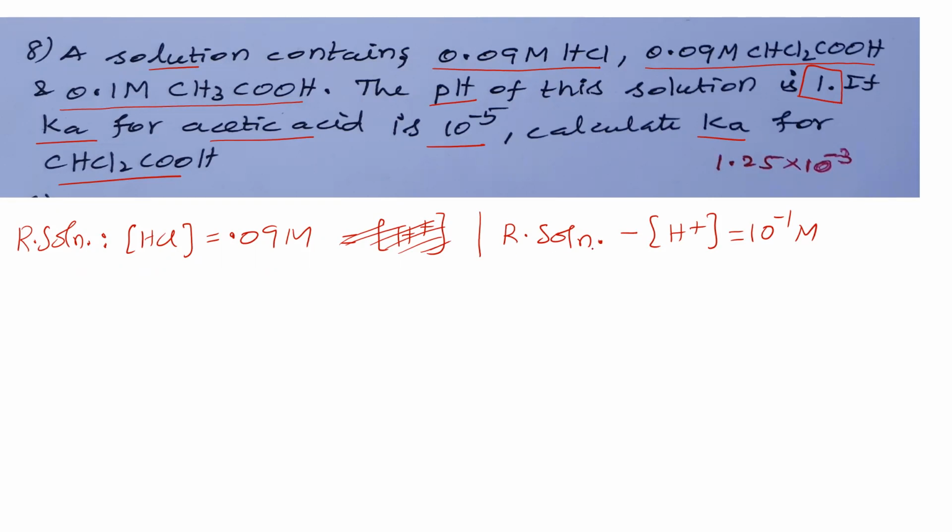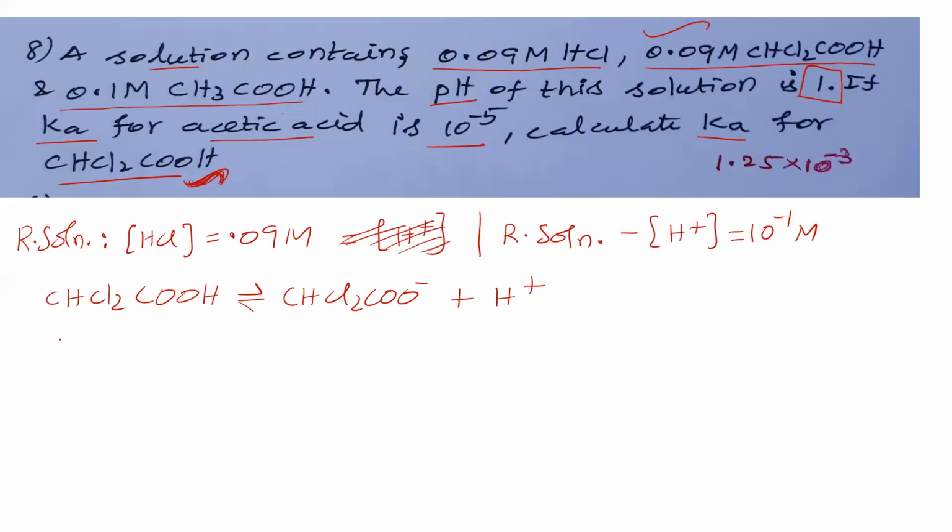Now consider the resultant solution. In the resultant solution, the H plus concentration is 10 power minus 1 molar. That's what you consider. Now, dichloroacetic acid. For this dichloroacetic acid, they are asking the Ka value. Therefore, we will write the dichloroacetic acid equilibrium: dichloroacetic acid, CHCl2COOH, is in equilibrium with CHCl2COO minus, the dichloroacetate ion, and H plus ion.